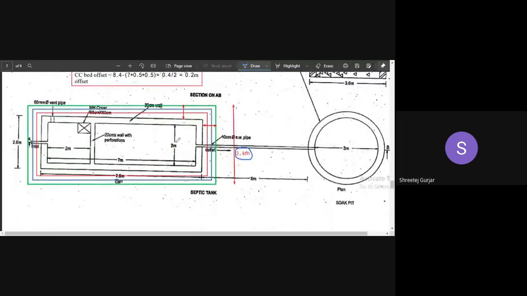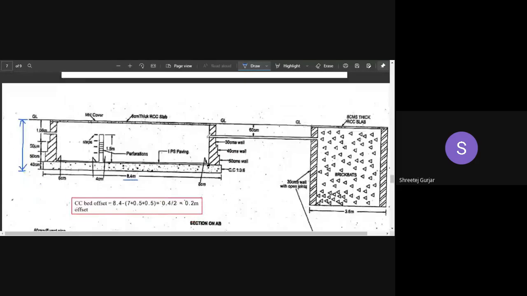How? So inner to inner is 2 meters. Inner to inner, plus from here going up to here, we need to calculate what this is. From the inner edge, we need to come till the outer edge. So 50 centimeters plus this offset, the offset of this CC bed. You can observe they have not given us any offset over here. That dimension is not provided, so we need to calculate what that offset is.